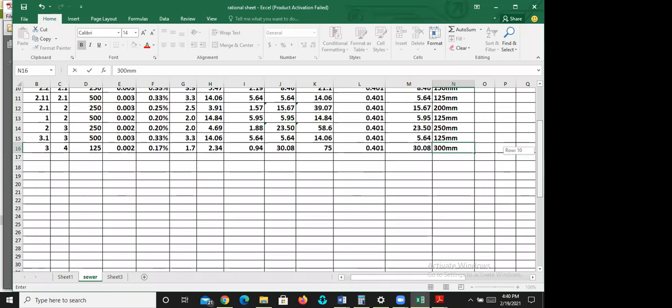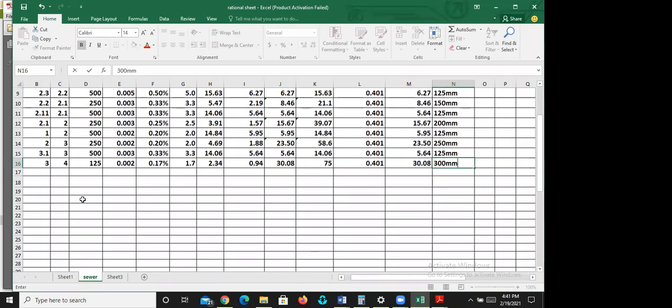Now let me do something. You know, they told us that the population density is 100 capita per hectare, and the total area is about 75 hectares. So that means the population equivalent is 100 times 75. It means that this design we're doing is for 7,500 people. So in a city where there are 7,500 people, the biggest pipe size in the network will be around 300 to 250. I mean, I think 250 is fair.